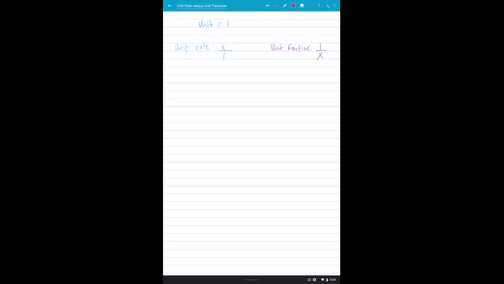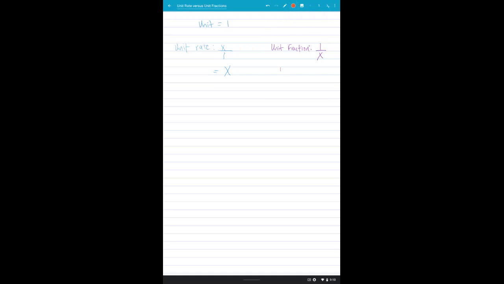And the good thing is, with unit rates, after you divide, your final answer will usually be the number that was on the top. With a unit fraction, it depends on what that number on the denominator is. So for instance, let's say, and I'm going to do this in a completely different color.